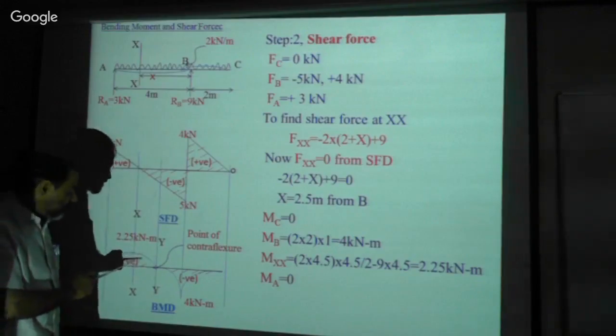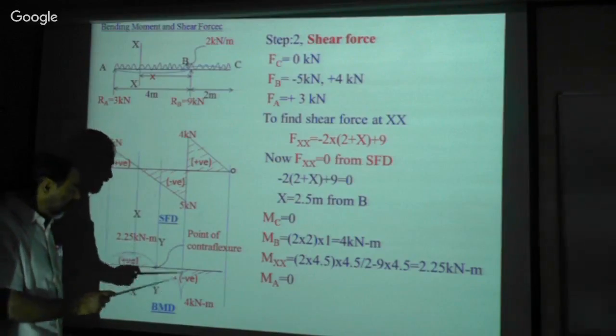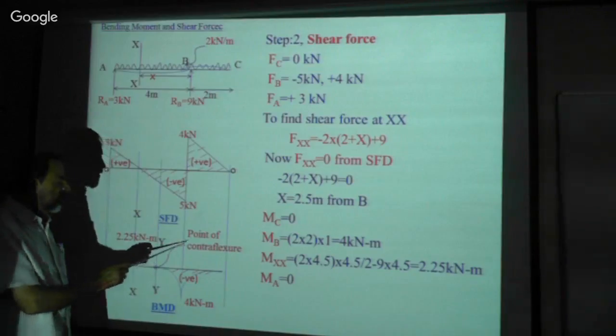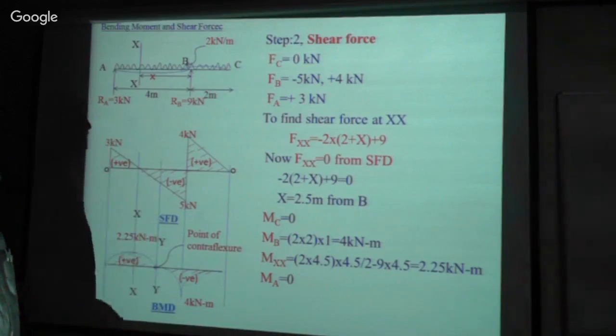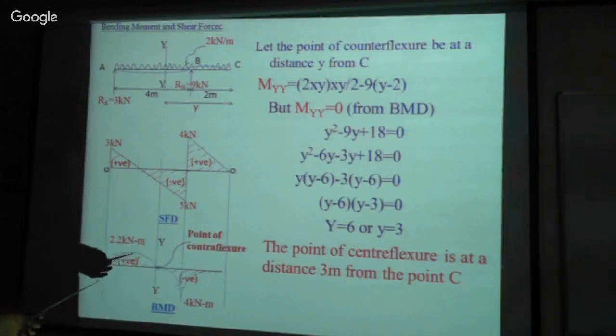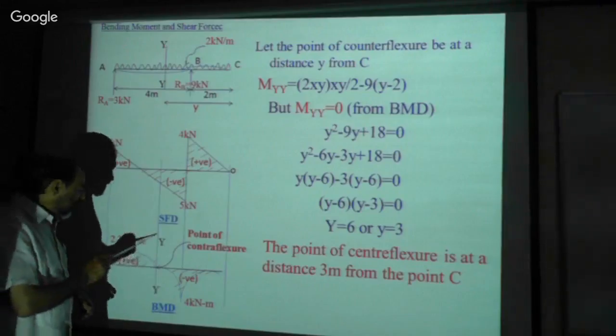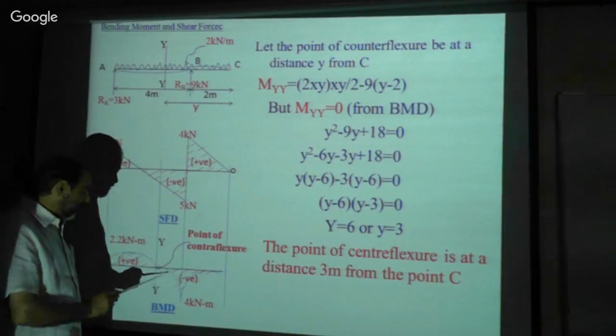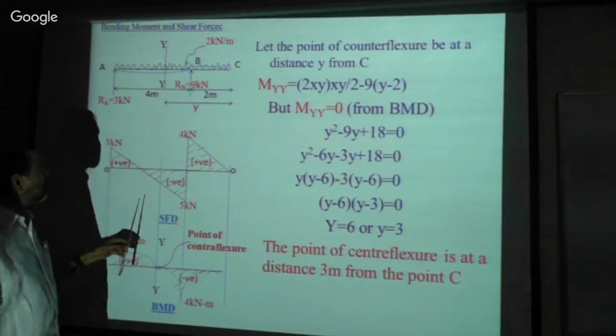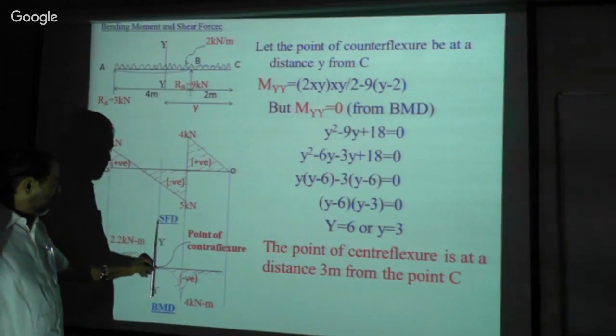Where the bending moment changes its sign from positive to negative, there the point of contraflexure is available. Now we need to calculate this. We don't know exactly where the bending moment changes its sign. Therefore, let us take this as the y section.